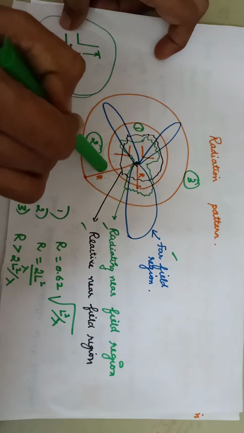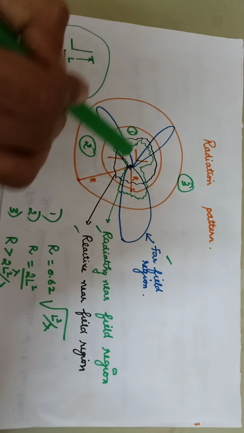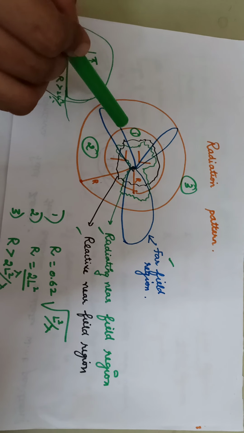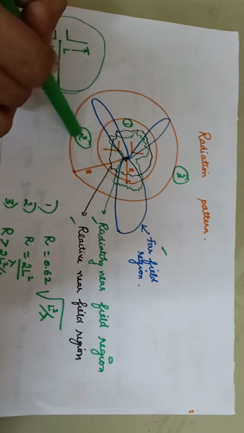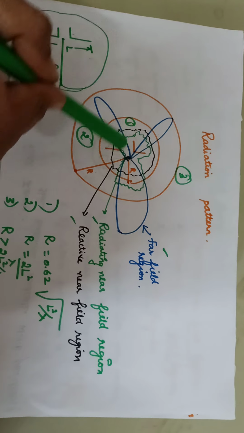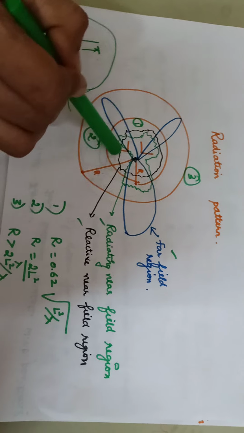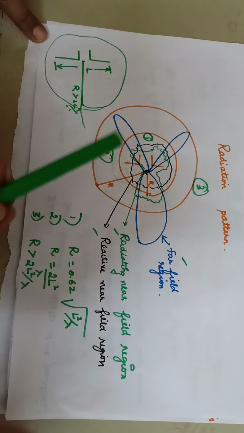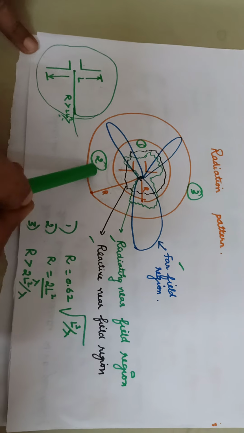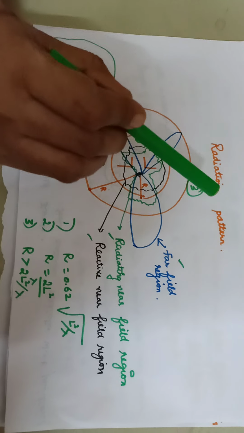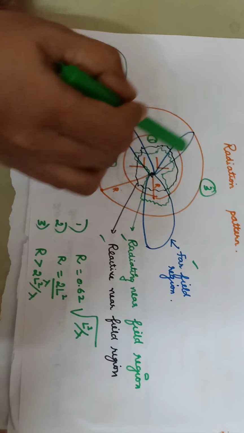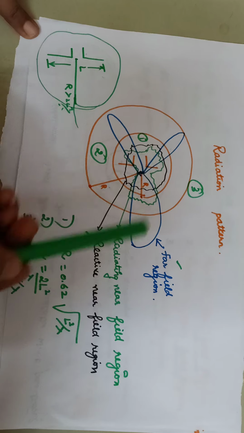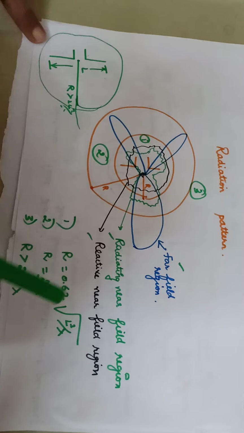So that's what we have learnt in today's session: three regions, the reactive near field, radiating near field and far field regions. In the first region the radiation pattern will not be there. In the second region it will start to radiate, that's why it is called the transition region. And the third one is called the far field region, where the radiation will occur. So that's all in today's session.